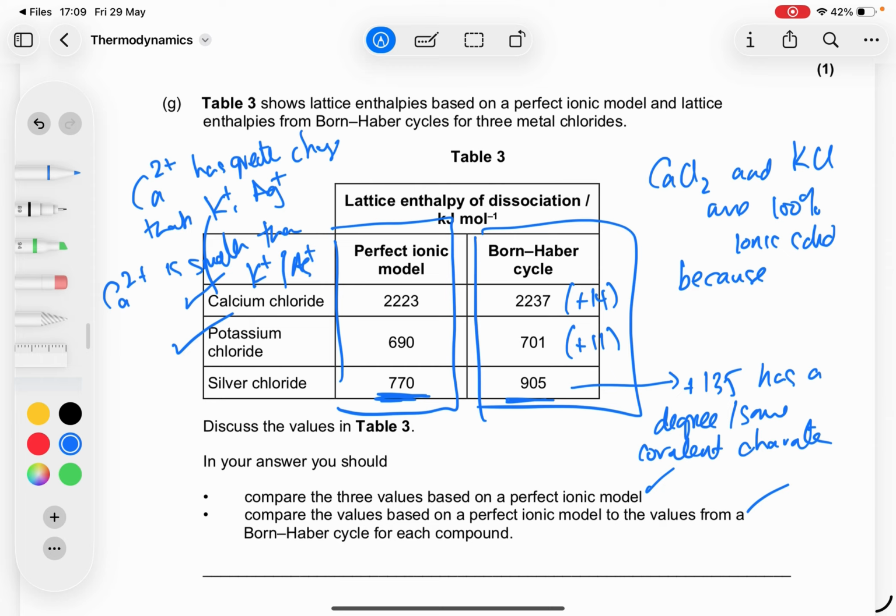Therefore, the ionic bond between calcium ion and chloride ion is much stronger than the ionic bond between silver ion and chloride ion. And then you could also say silver ion is smaller than potassium ion, and therefore the force of attraction between silver ion and chloride ion is much stronger than between potassium ion and chloride ion. So you can compare there.